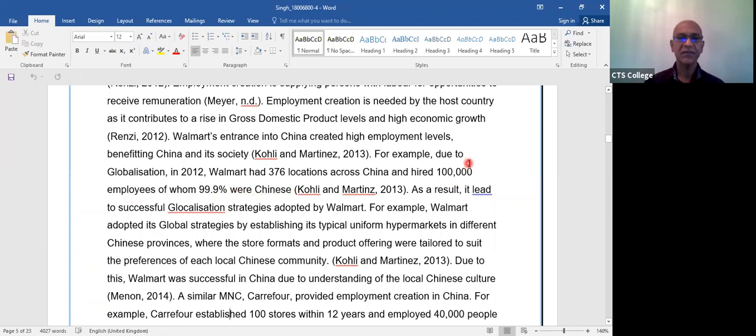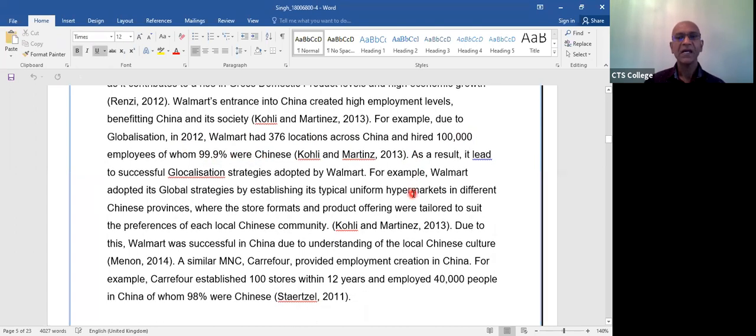I like this for the mere fact that it is data heavy. There are numbers. A period is specified. The amount of locations in China, the amount of employees have been provided. So remember, students, you always score higher marks when you provide data, when you quantify your argument. This argument here is job creation, and we have appropriate data. 376 locations, 100,000 employees in the year 2020, 99% of whom were Chinese. Excellent point. As a result, it led to successful globalization.